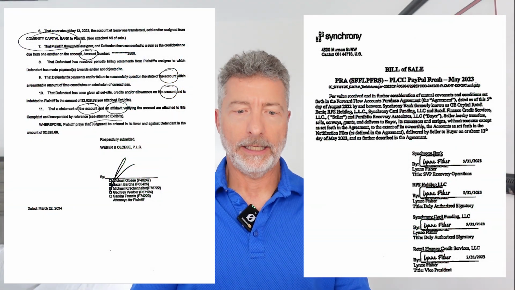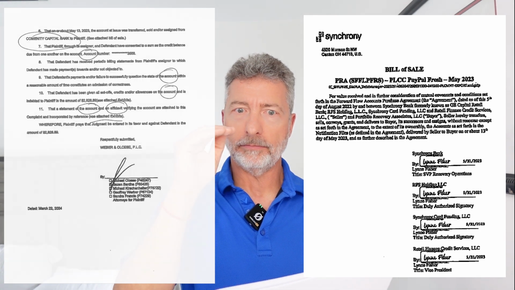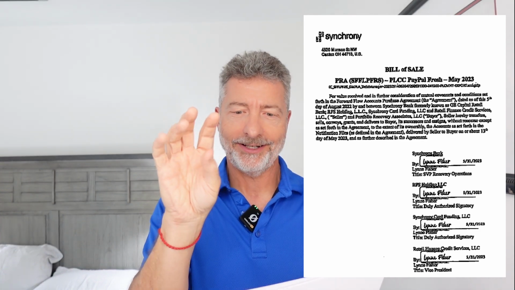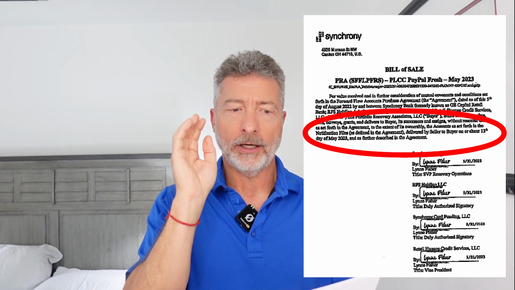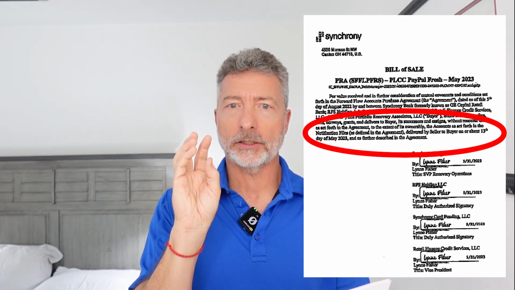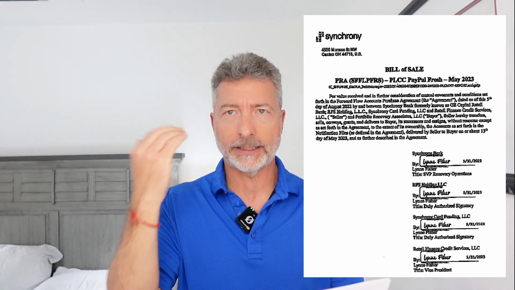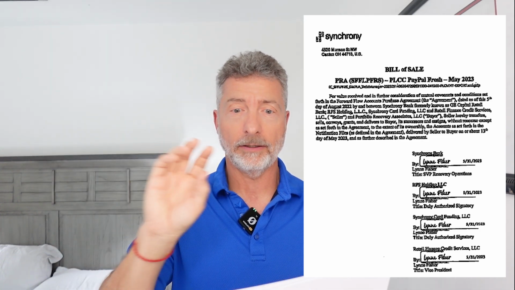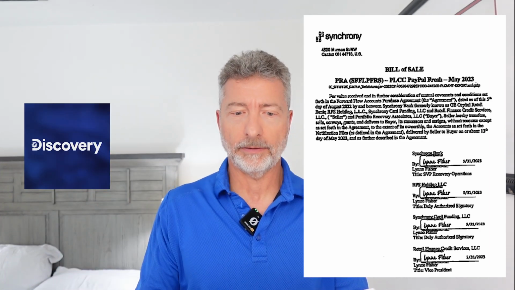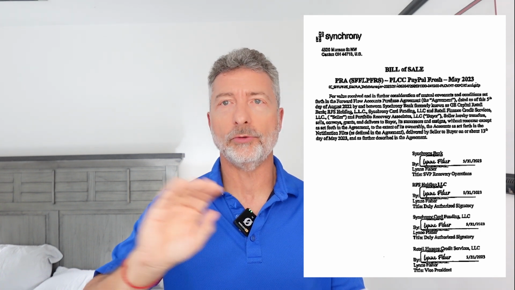So it does identify in the bottom, let's keep the bill of sale up. On the bottom, it says the accounts, again, no debts, are set forth in the notification files as defined in the agreement. All these bills of sale are conditioned upon a forward flow agreement. This one's called forward flow accounts purchase agreement, which you'll never see. And again, as I've said in the past, if you get into a sticky situation where you feel like you're losing, do a discovery request for the forward flow agreement. They do not want you seeing that.